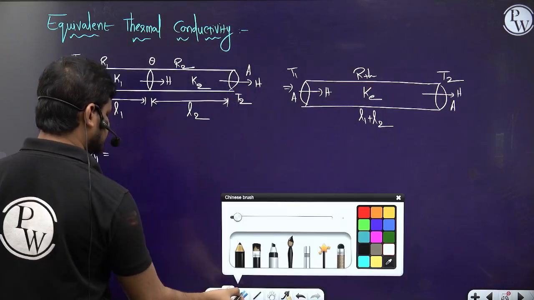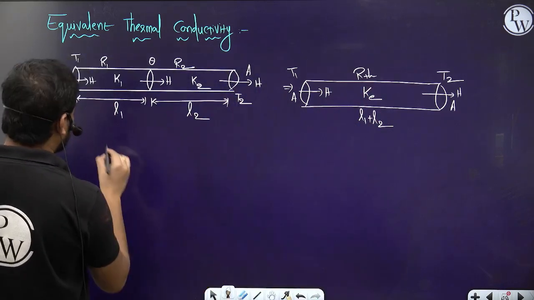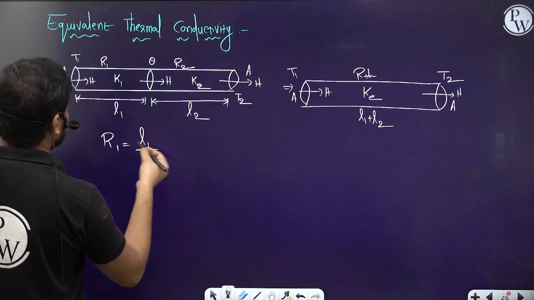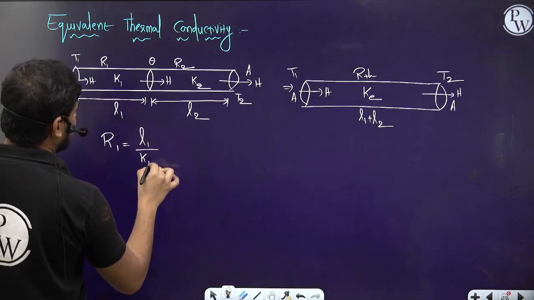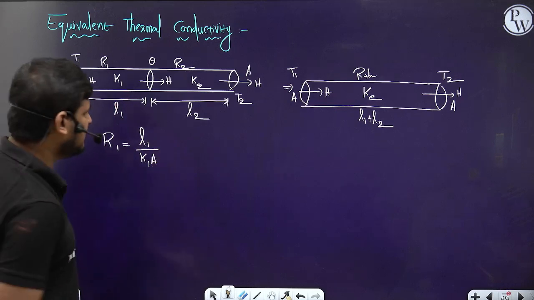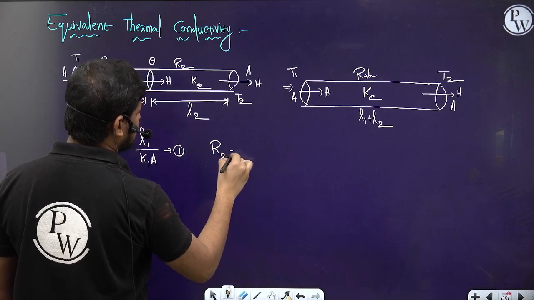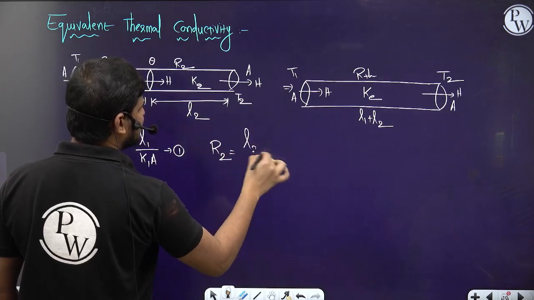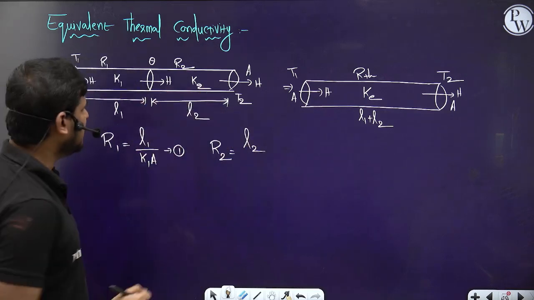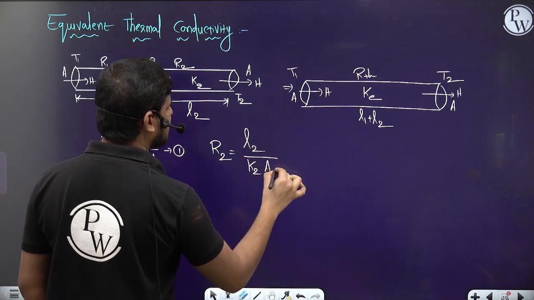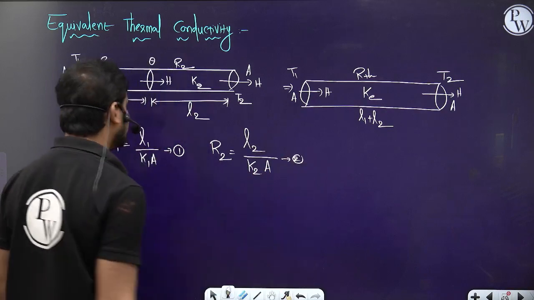So let me use this formula. R1 is equal to L by KA, so for the first one, L1 by K1A. Let it be equation number 1. Then R2 is equal to L2, the length of the second rod, by its thermal conductivity K2 and the cross sectional area A. Let it be equation number 2.